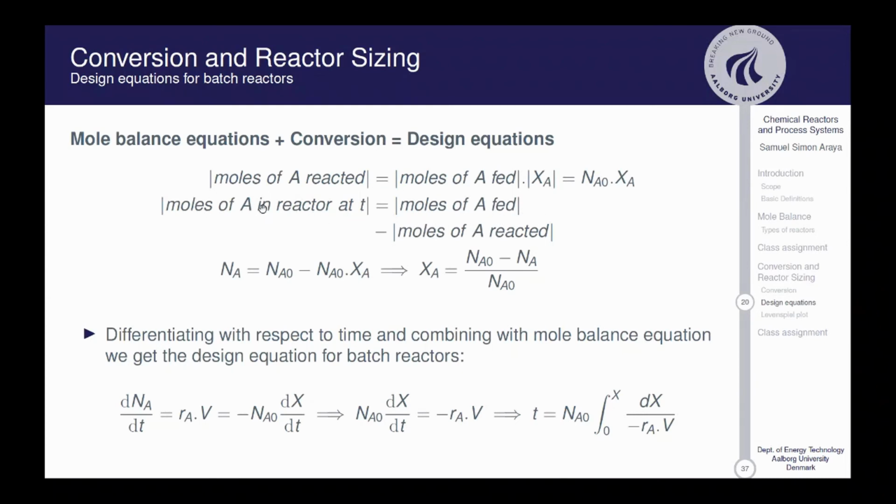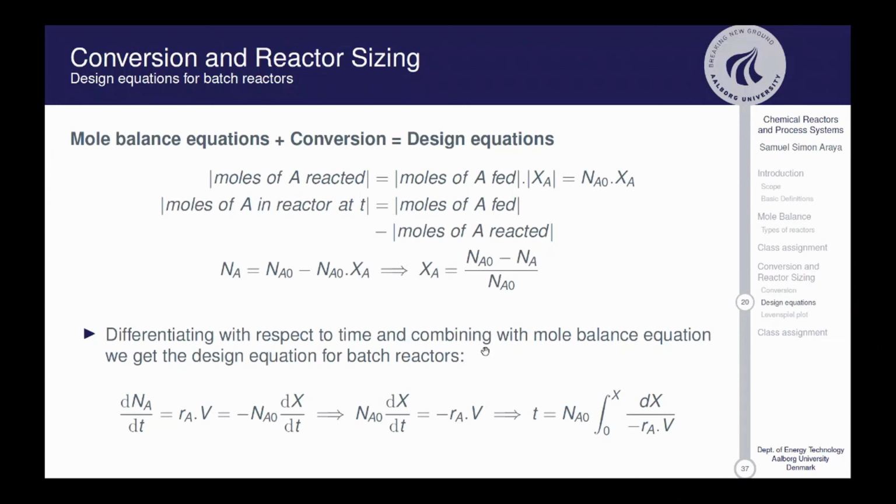So the moles of A at any time are NA, which is basically moles of A fed minus the moles that have reacted, and the moles of A that have reacted we said are NA0 times XA. So we can define the conversion XA as moles of A fed minus the moles of A that we can actually measure, because that's when we measure concentrations, that remain in the reactor, divided by the initial moles of A fed.